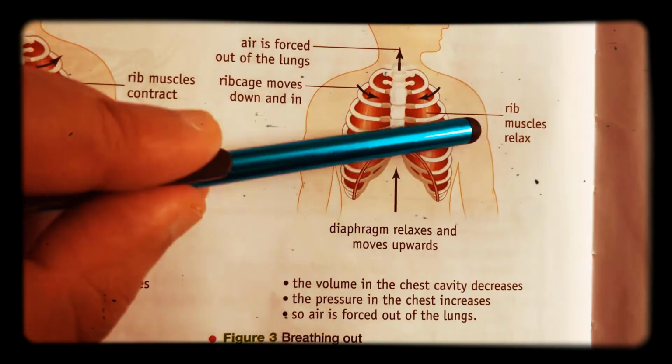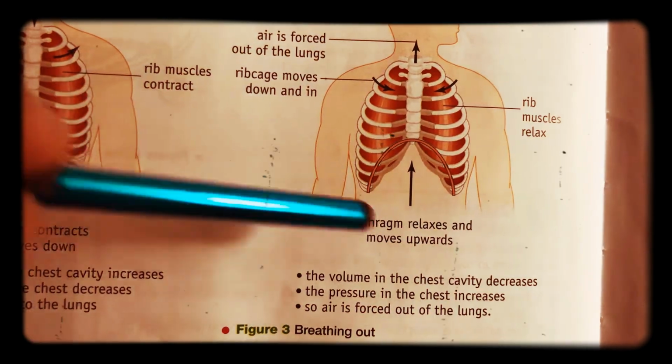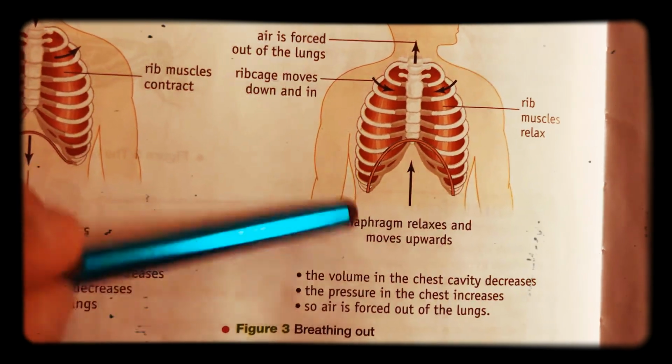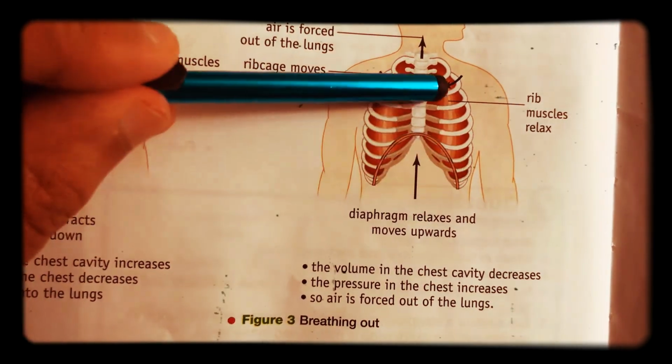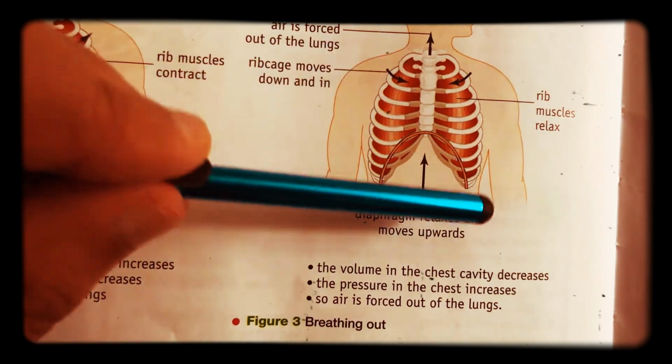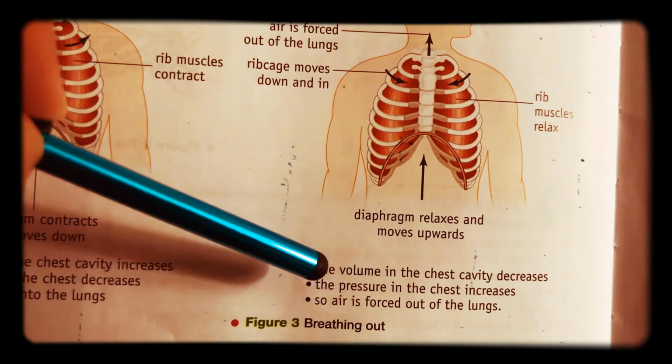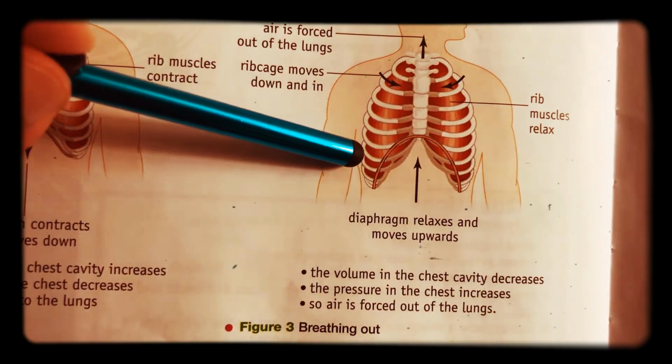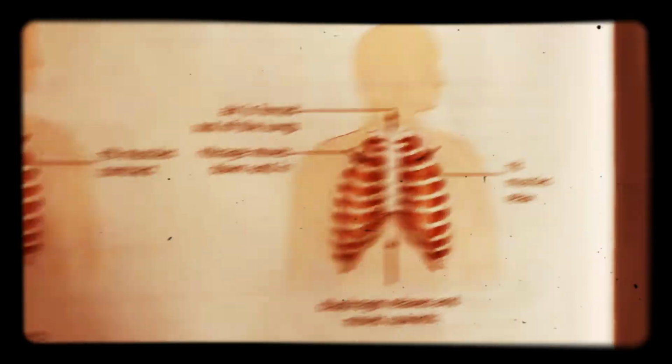Rib muscles relax. So it's like the opposite. The diaphragm relaxes, we talked about that. The volume in the chest cavity decreases. Everything's pushed out, so there's less volume there. It's like squeezing a bag. So the pressure in the chest increases, and air is forced out of the lungs.